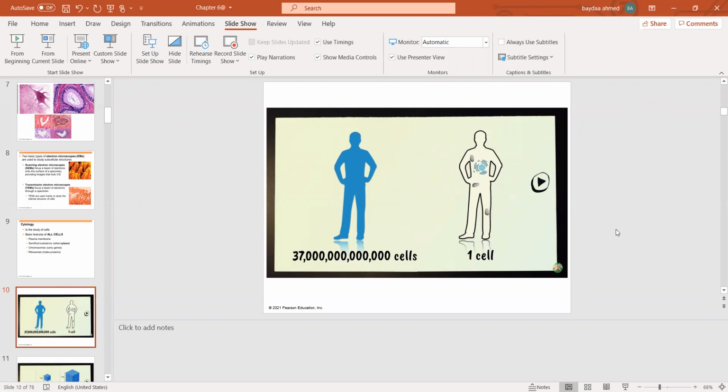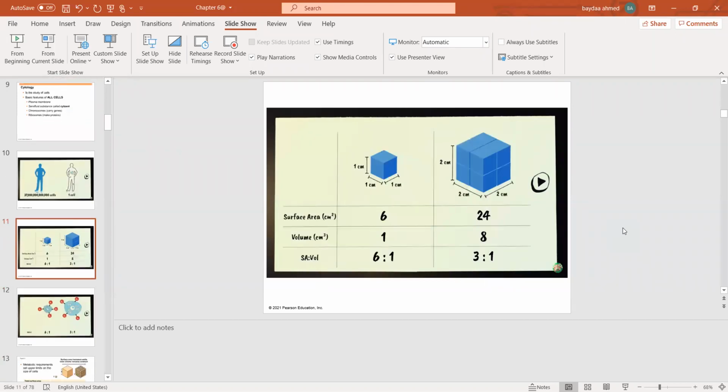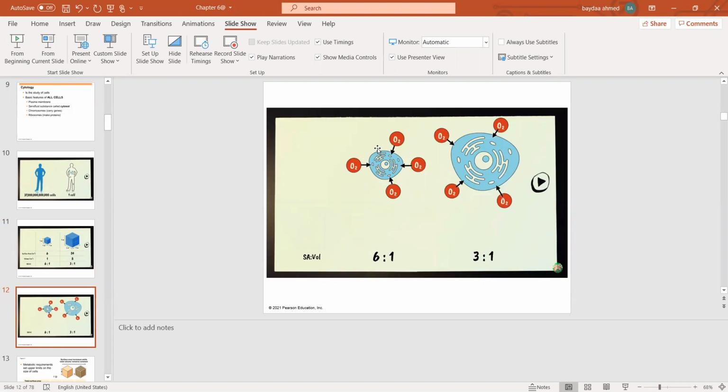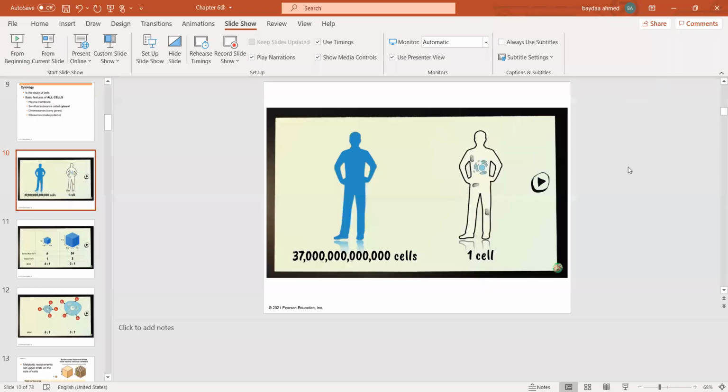The surface area is the amount of area exposed on the surface. When talking about a cell, the surface area is the size of the cell membrane. A volume is the amount of three-dimensional space an object occupies. When talking about a cell, the volume is how much stuff, cytoplasm, organelles, everything, is in the cell.